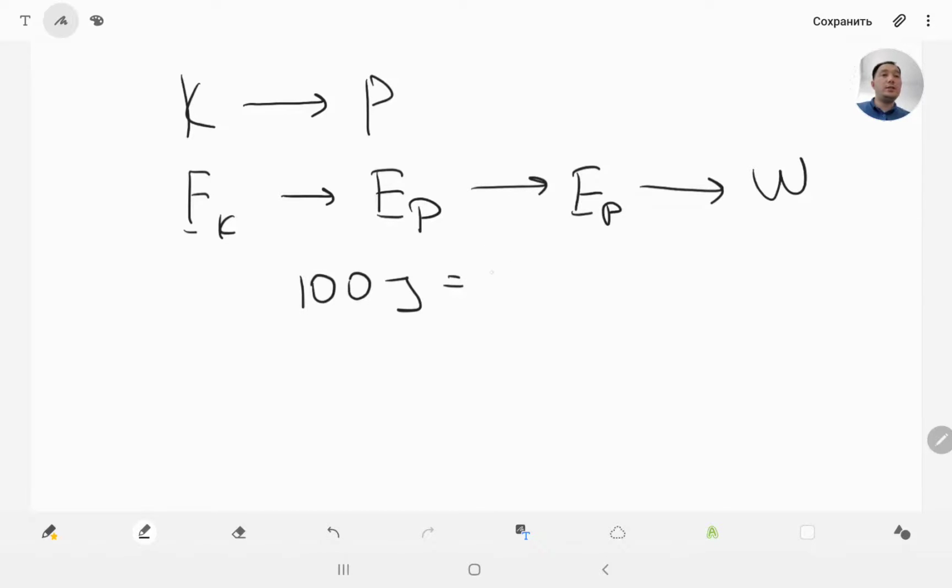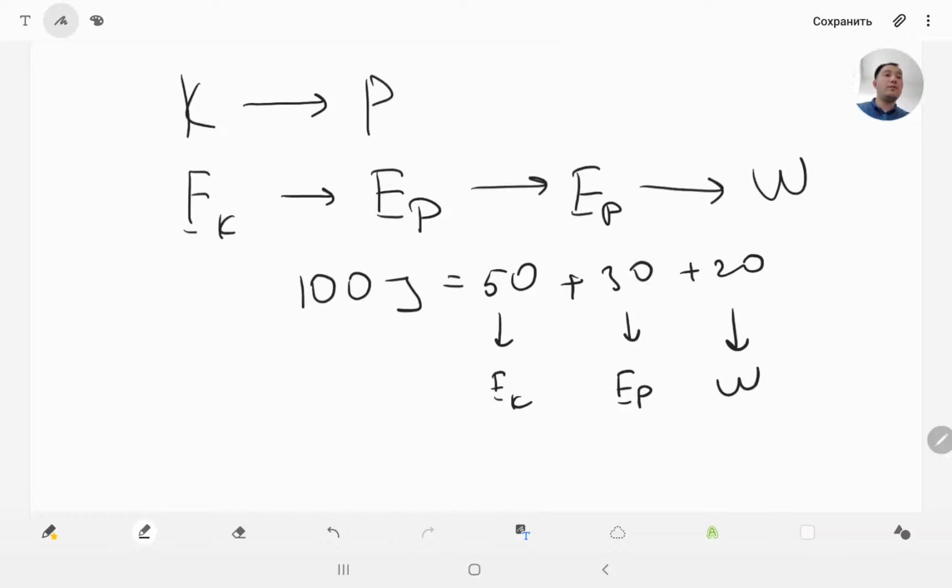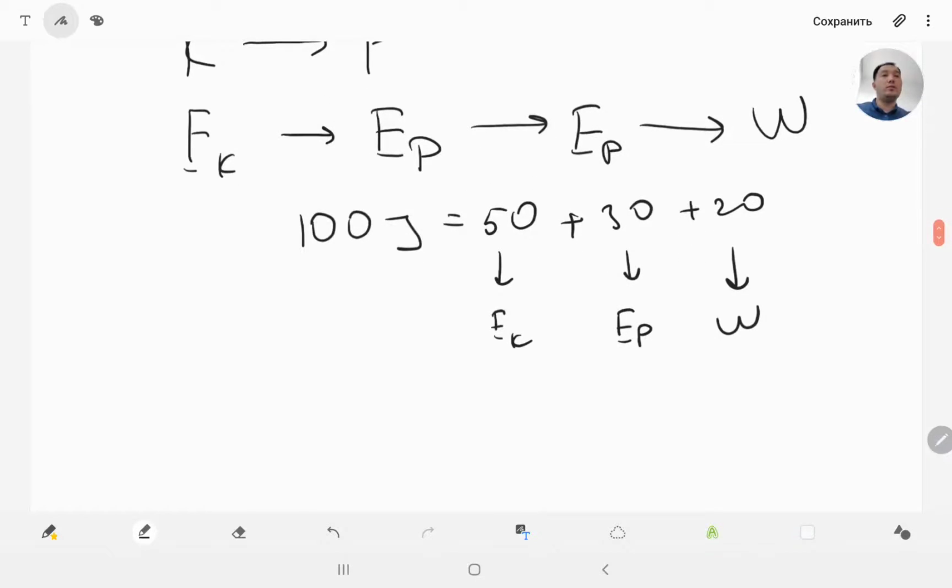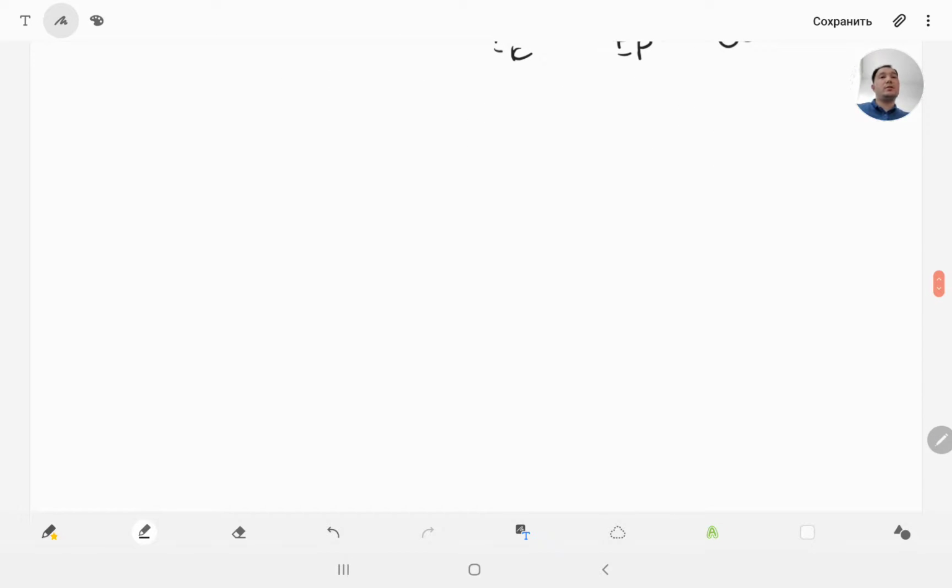The point is, 50 joules can be kinetic energy, 30 joules can be potential energy, and the other 20 joules can be work, for example. So the sum of all energies should remain constant. It should not change. It cannot be increased. It cannot be decreased. The summation of all types of energies should always be constant, and we call it conservation of energy.